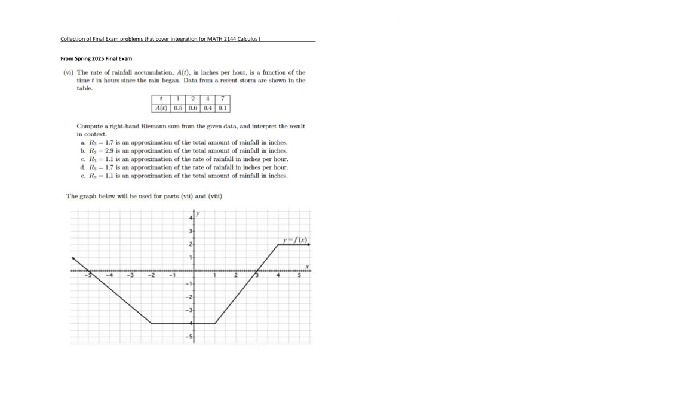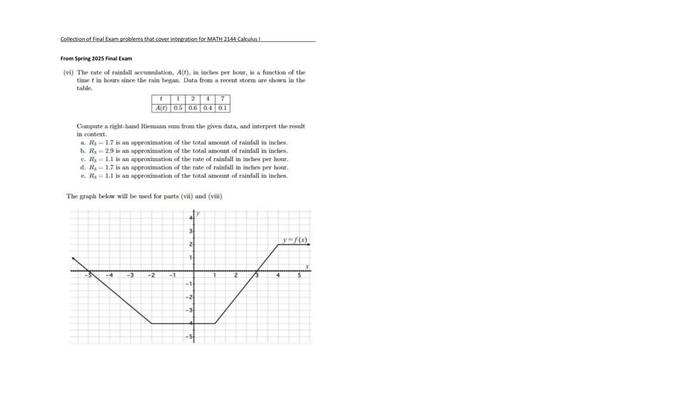All right, so the first one says the rate of rainfall accumulation in inches per hour is a function of the time since the rain began. Data from a recent storm are shown in the table. So I have the accumulation rate. So the question is, I want to do a right-hand Riemann sum for the given data.